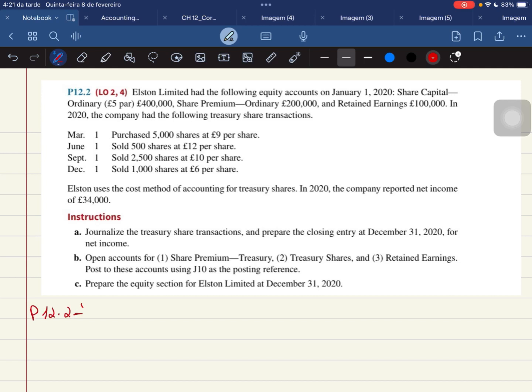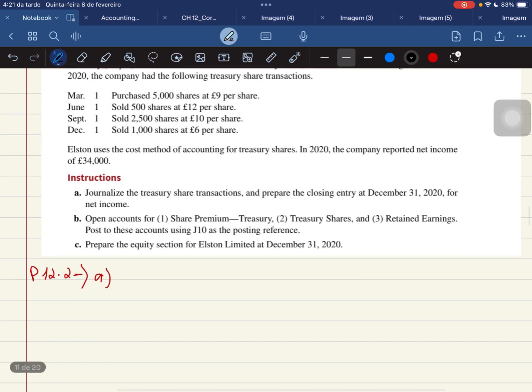P12.2. Elston Limited had the following equity accounts on January 1st, 2020. Share capital ordinary, £5 par, 400,000; share premium ordinary, 200,000; and retained earnings, 100,000. In 2020, the company had the following treasury share transactions. Elston uses the cost method of accounting for treasury shares. In 2020, the company reported net income of £34,000. A. Journalize treasury share transactions and prepare the closing entry at December 31st, 2020 for net income.